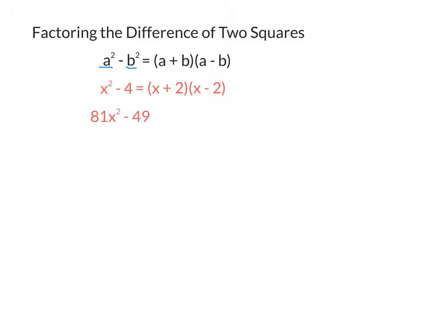So let's look at another example. 81x squared minus 49. This is two terms separated by a minus sign, but are they both perfect squares? Well, 81 certainly is, x squared certainly is, and so is 49. This is simply equal to 9x plus 7 times 9x minus 7.